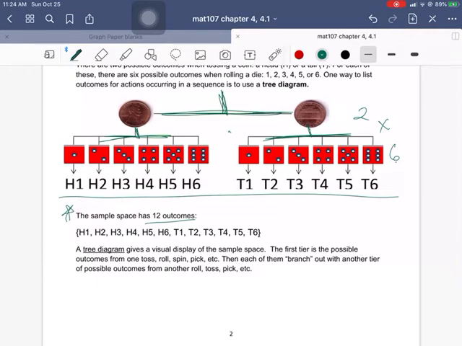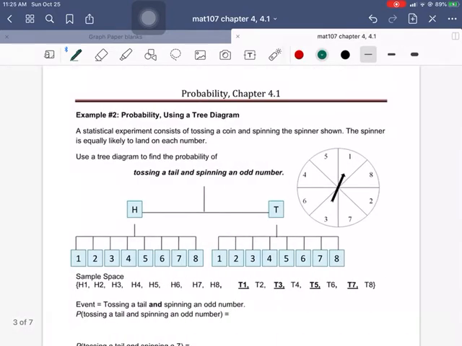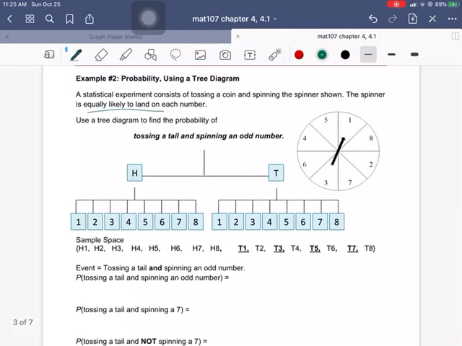Each branch is another tier, another possible outcome from another something. So if we're rolling 2 dice, it would be a 2 here, a 2 here, and it'd be 6 times 6 or 36 possibilities. Okay? So here's a spinner and a die. We're going to consider it a fair spinner, so it's equally likely to land on each number.